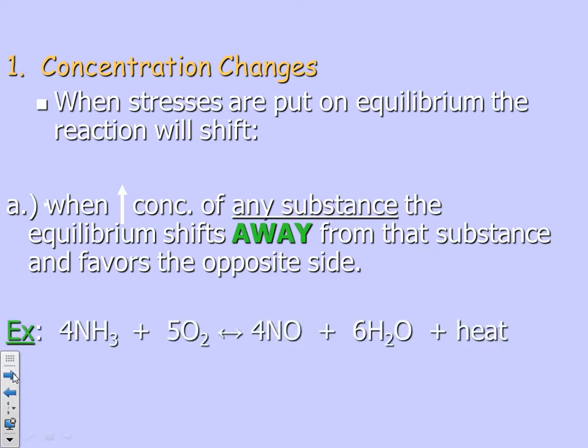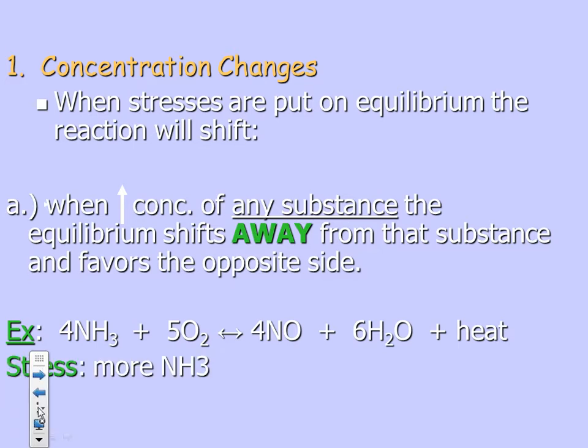So here's an example. What I'd like you to do whenever you increase or decrease the concentration of something is first note what side of the arrow it's on. Are we talking about a reactant or a product? So let's say my stress is to add more ammonia. Ammonia, NH3, is on the left-hand side of the arrow.